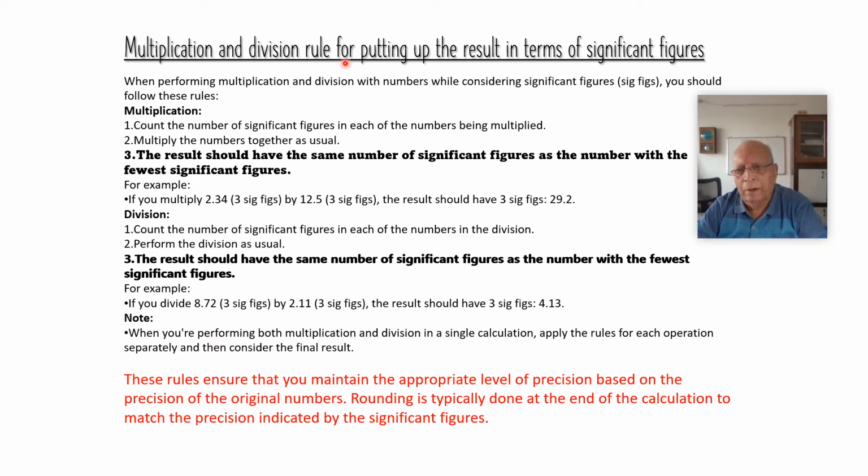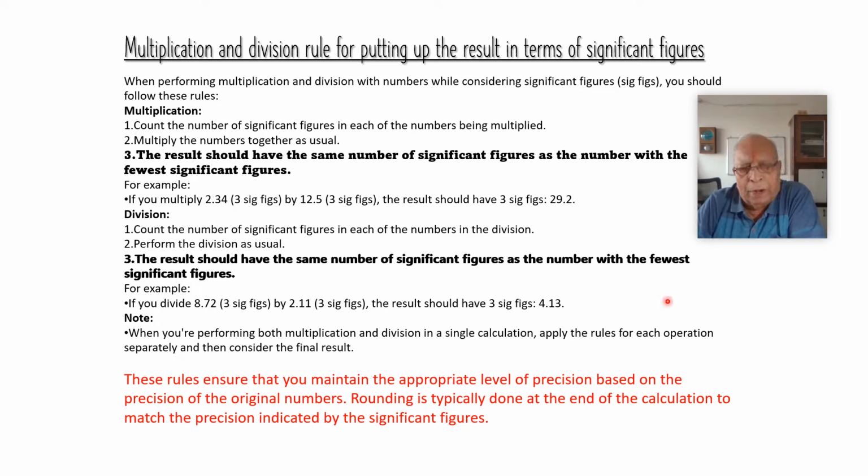Multiplication and division. Till now we have worked on addition and subtraction. Now we work on multiplication and division. As I have already pointed out, we just take care of the number of significant figures. The result should have the minimum number of significant digits, that of the number with the fewest significant figures. For example, a simple example is here. 2.34 multiplied by 12.5. In each case, you find there are 3 significant digits. Therefore, the answer should have the same number of significant digits, 29.2.